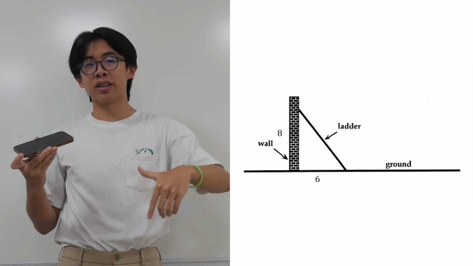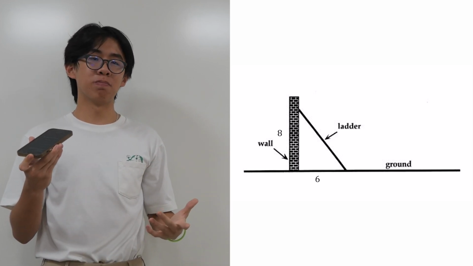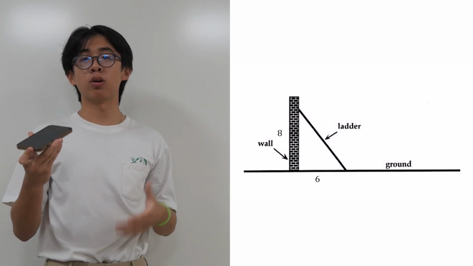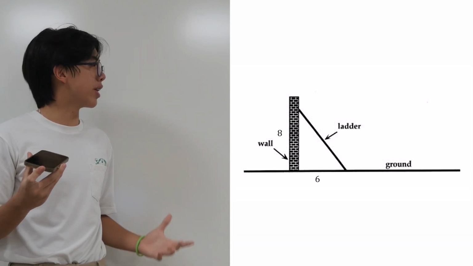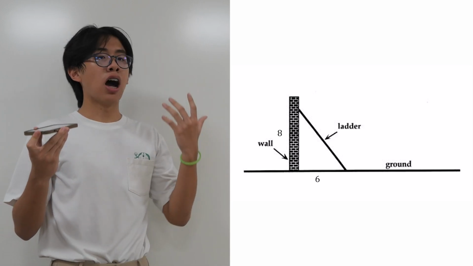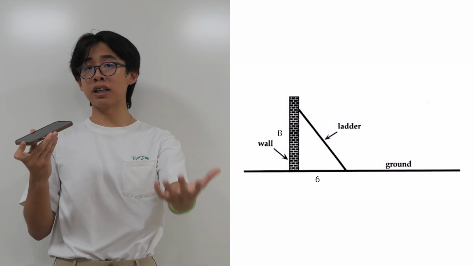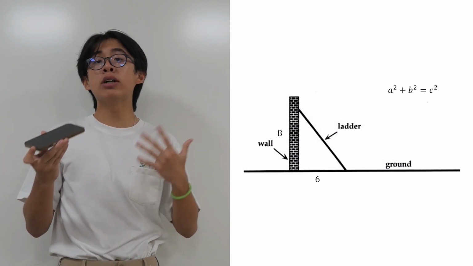Pause the video and try to solve it for yourself. After you've taken your time to solve this problem, let's try to solve it together, once and for all. So here in our problem, we recognize that there is a right triangle. And to find the hypotenuse of a right triangle, we can use the Pythagorean Theorem, or to remind you, a squared plus b squared equals c squared.